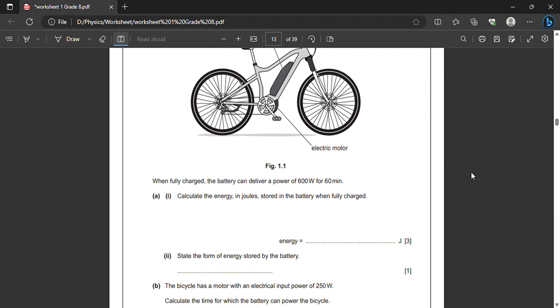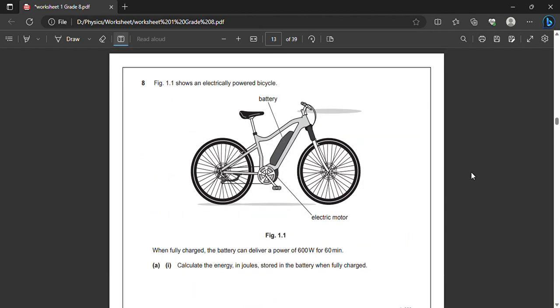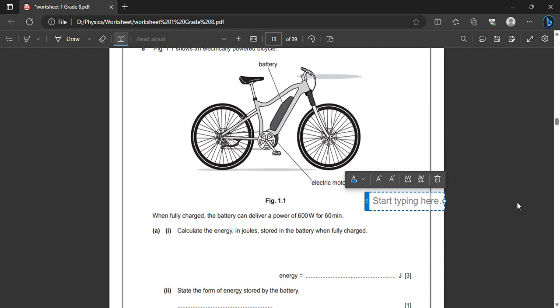The next thing is showing a bicycle, and now we are done with the graph, the spring, and the speed-time graphs, then calculating distance and acceleration. Now we are on energy, how to calculate energies. So let's check. When fully charged, the battery can deliver 600 watts for 60 minutes, that's 1 hour. Calculate the energy in joules stored in the battery when fully charged.